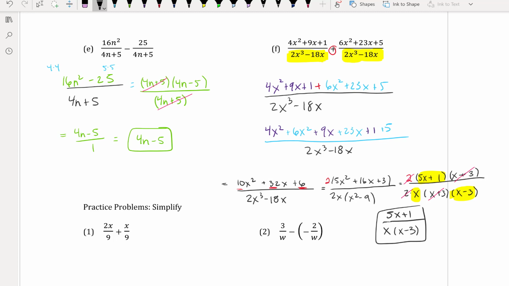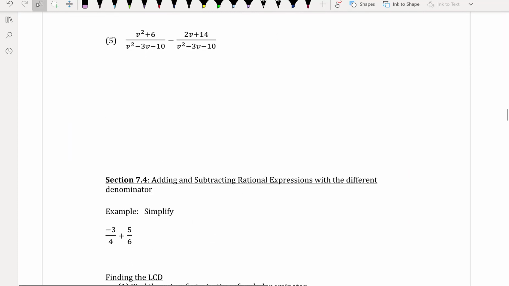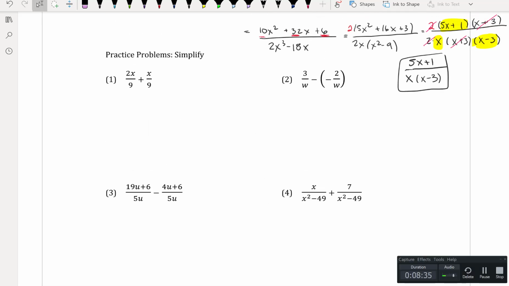So remember, with addition and subtraction, you combine the numerator first, then you go into factoring. So order really matters here. Alright, so we have some practice problems for you guys to do on your own. It looks like about 5. So this is where you get on your computer and you press pause.